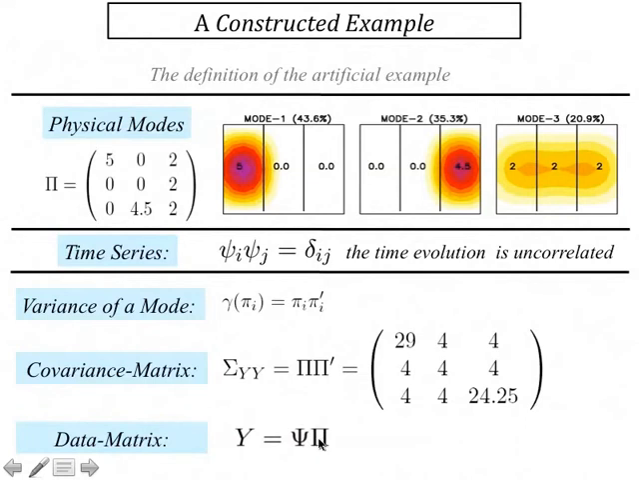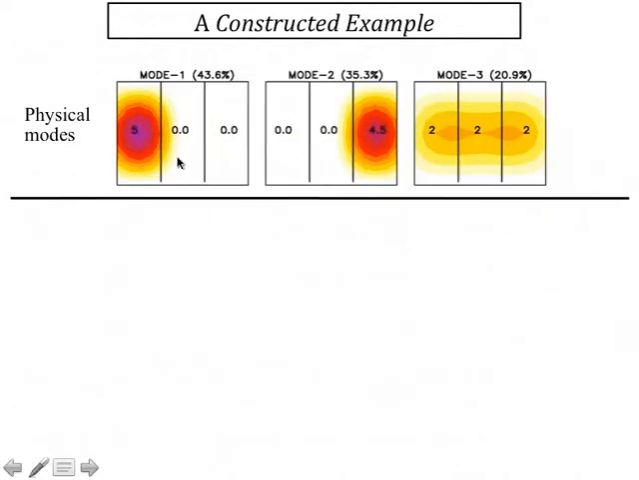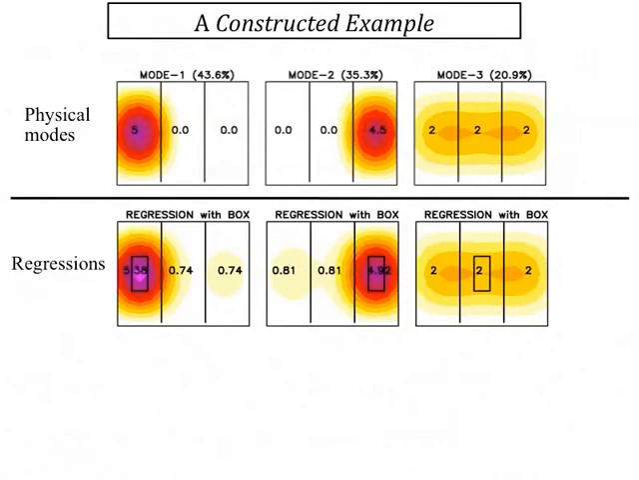And I can create myself a data matrix if I want to. I would just project the time series matrix multiplied by the pattern matrix, and I get my data matrix. But it's not relevant for this discussion. Okay, so these are the physical modes that I set up, and let's see how the EOFs look.